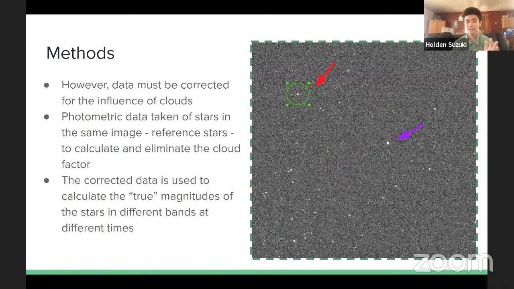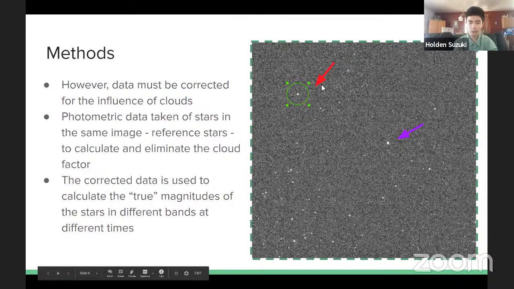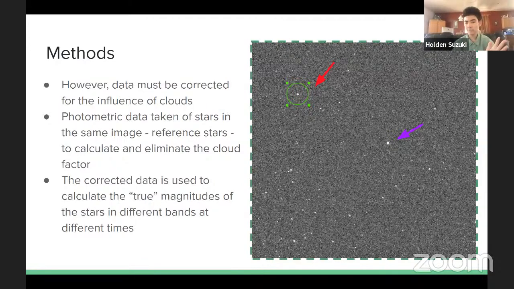We had to correct for the influence of clouds on the photometric data of stars. In this image, we used reference stars to calculate and eliminate the cloud factor. As you can see, the purple arrow is pointing towards one of our reference stars, and the red arrow pointing towards the green circle is MY Loop. And so we corrected the data to the true magnitudes of the stars instead of what we were seeing, which was influenced by clouds. Next slide.